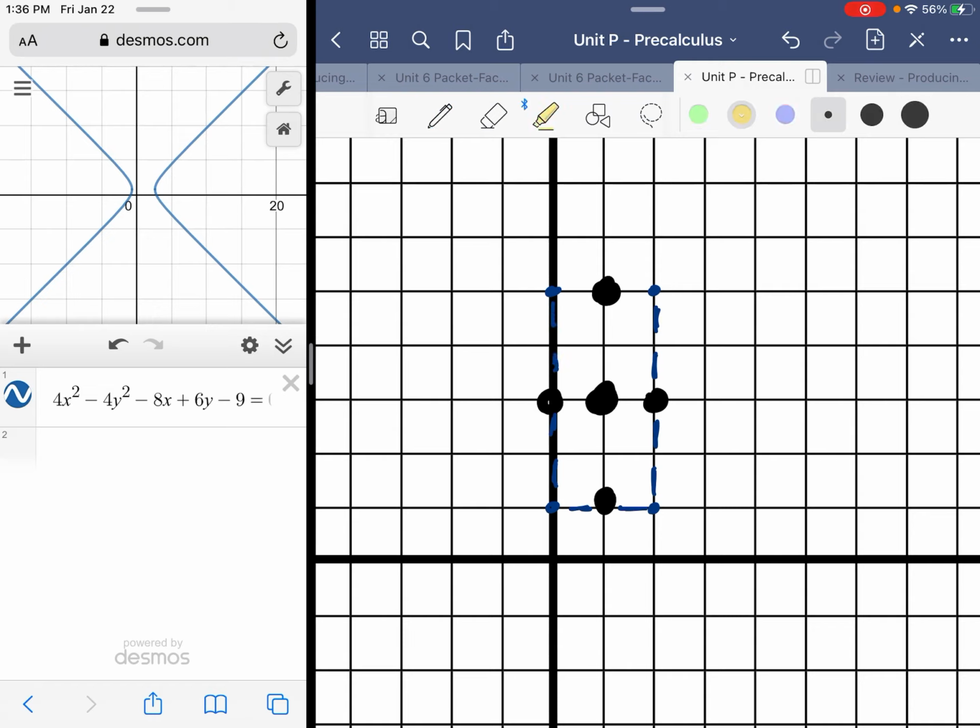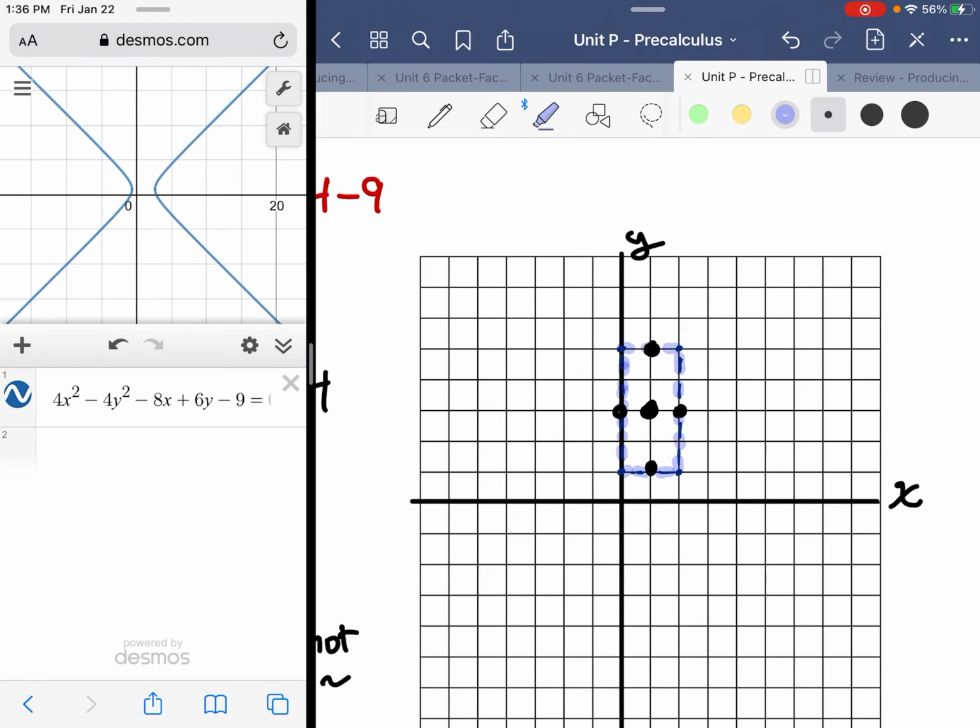I'm going to go with a little highlighter just to really get it across here. I'll go with a nice blue highlighter. The diagonals of this rectangle will be the asymptotes for this hyperbola. All right. Still should be dashed though.